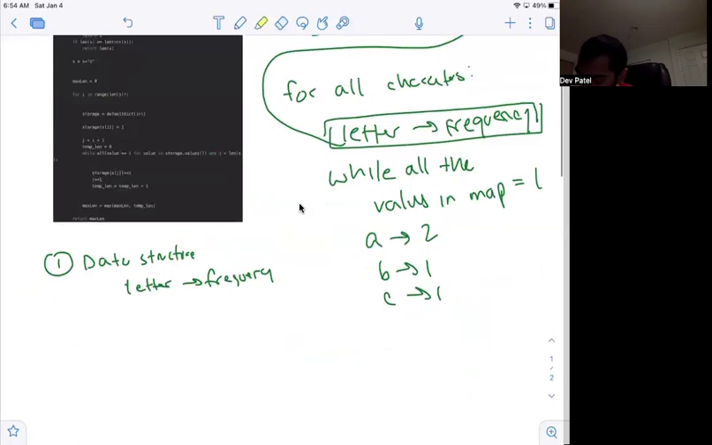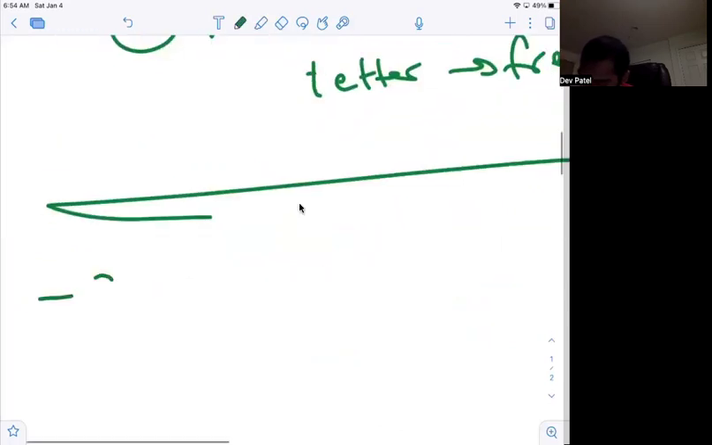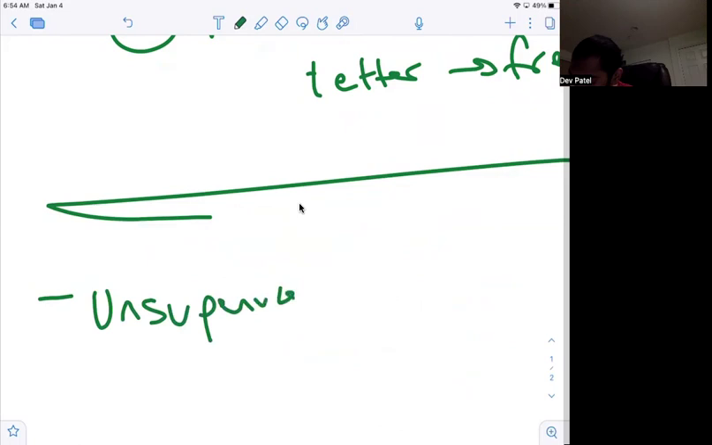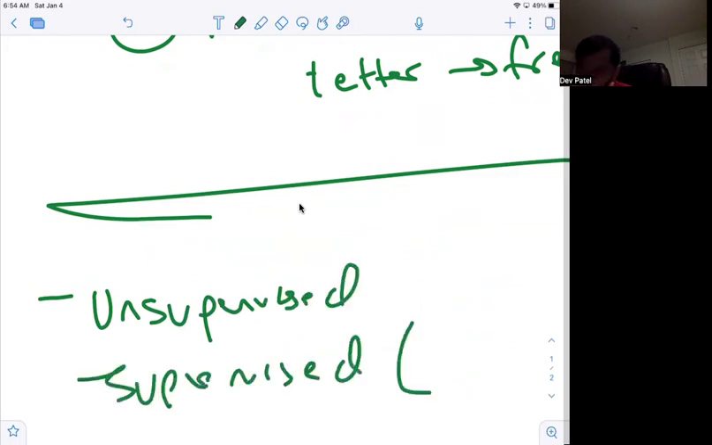And then I guess a couple other things we'll go over is semi-structured. So we have unsupervised learning, we have supervised learning. So supervised learning is what we talked about.